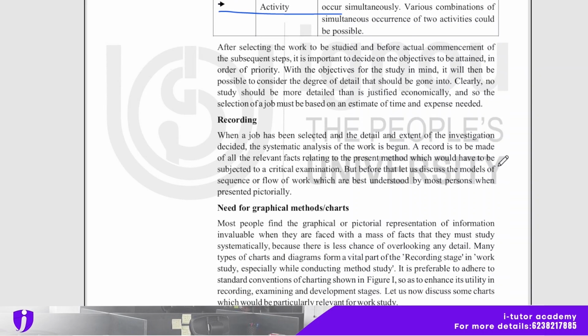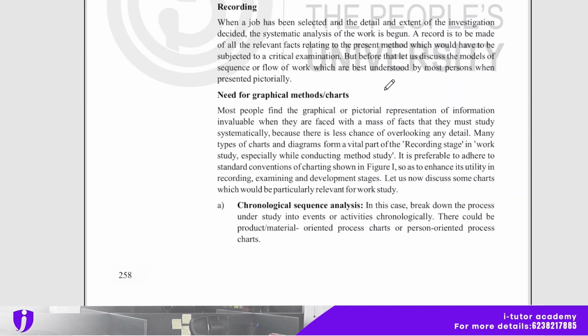And recording: when a job has been selected and the detail and extent of the investigation decided, the systematic analysis of the work is begun. A record is to be made of all the relevant facts relating to the present method, which would have to be subjected to a critical examination. But before that, let us discuss the model of sequences or flow of work, which is best understood by most persons when presented pictorially. And the need for a graphical method or chart is there.